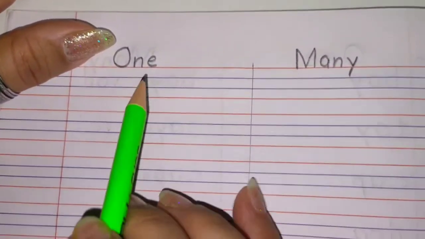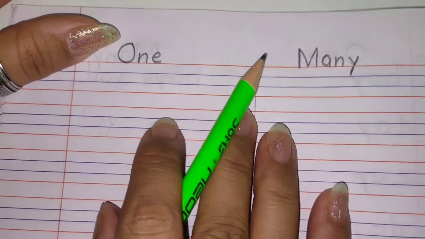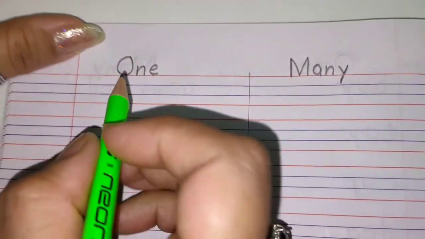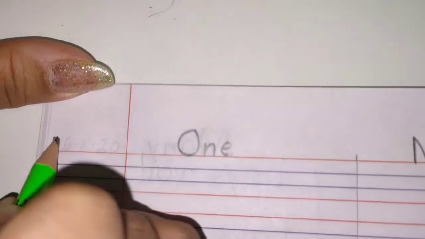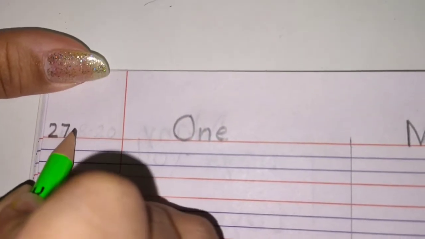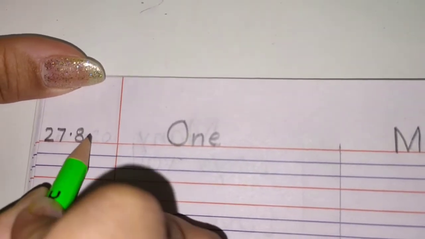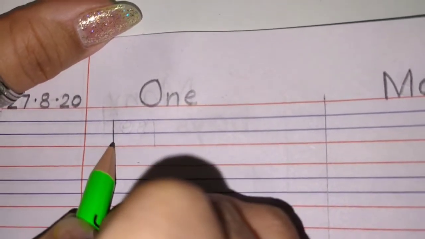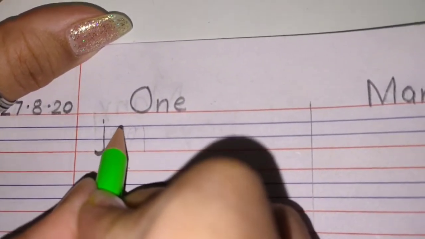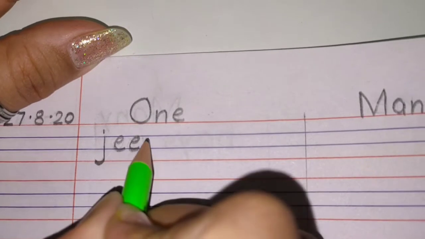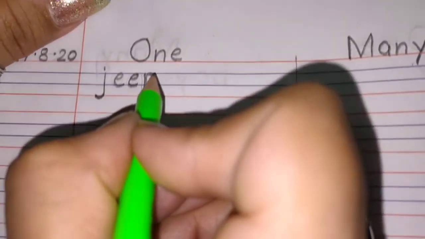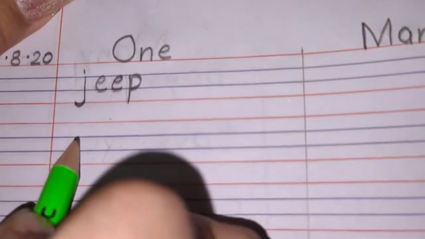Okay, so today we will write one many again, but we will write new words. So I have written one many and I've made a line as well. So we'll write today's date, which is 27.8.2020. The first word is Jeep. So it will be J E E P, Jeep.